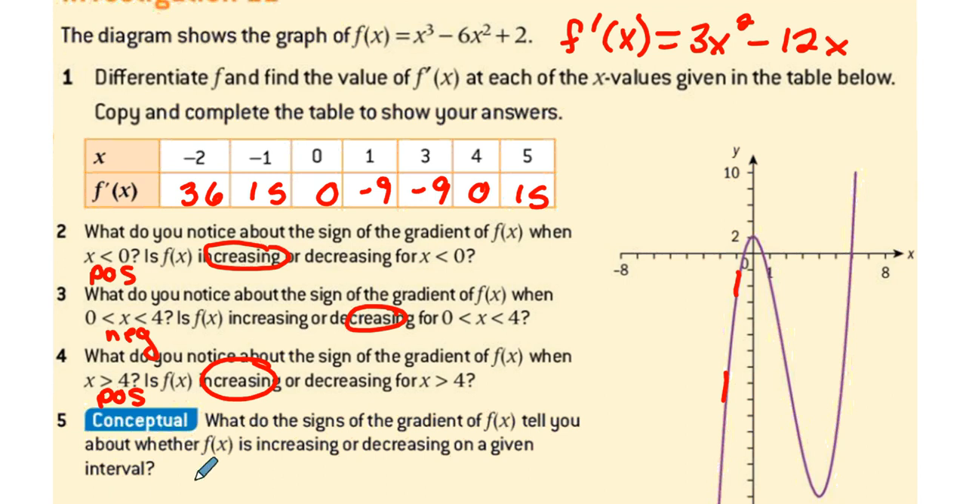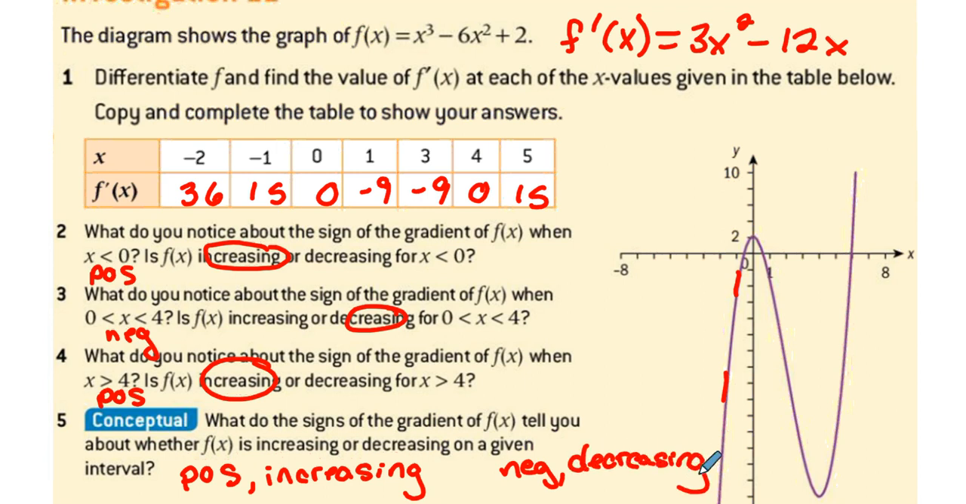Good. So therefore, what do the signs of the gradient of f of x tell you about whether the function is increasing or decreasing? So if the gradient is positive, the function is increasing. And if the gradient is negative, the function is decreasing. And it's a little bit logical with that too. I mean, if you think about it, if my slope is positive, it's getting bigger. My slope is negative, it's getting smaller.